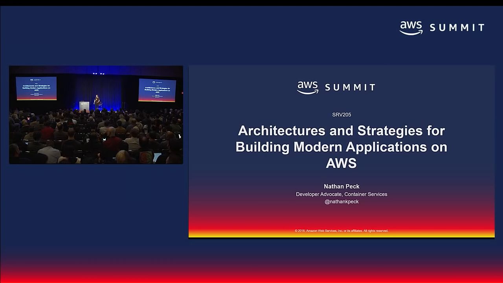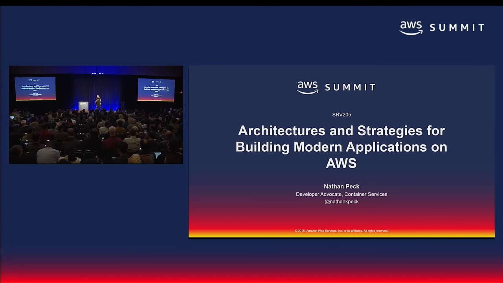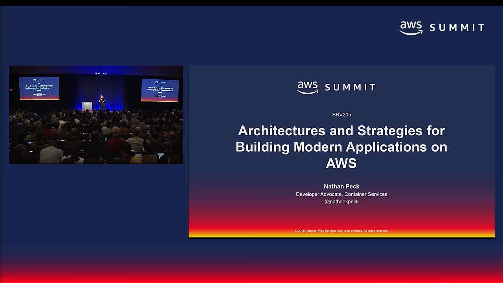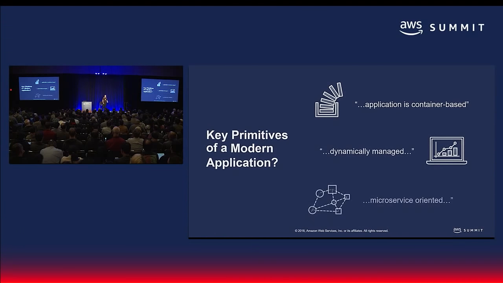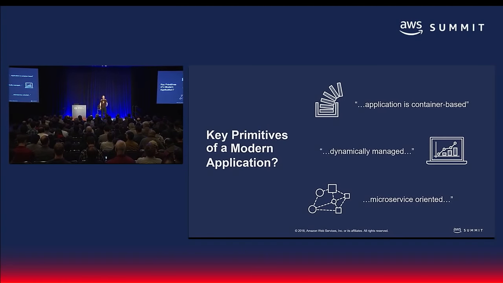And today I'm going to present on architectures and strategies for building modern applications on AWS. So let's start with some level setting. What is a modern application? Let's consider some characteristics of a modern application.